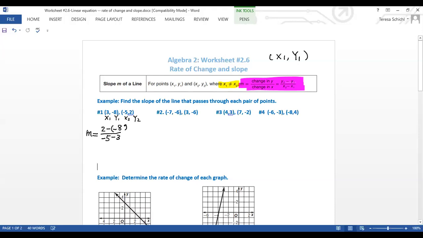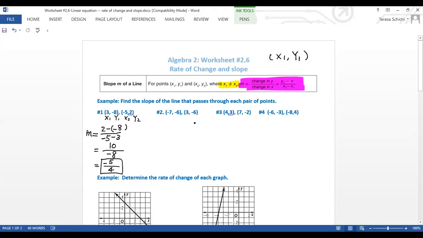The definition of the slope is quite easy. The place they're going to get you is the negative signs, so you need to be very careful about them. -5 minus 3 is -8. 2 minus a negative is positive, so it's 2 plus 8, which is 10. Simplify it a little bit and we get -5/4. This is the slope for the first one.